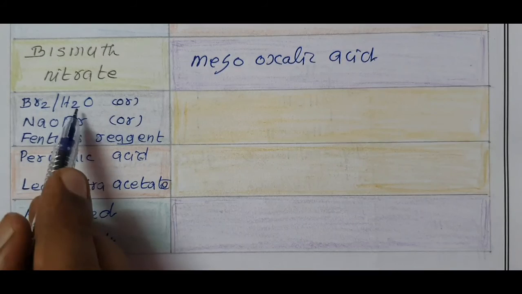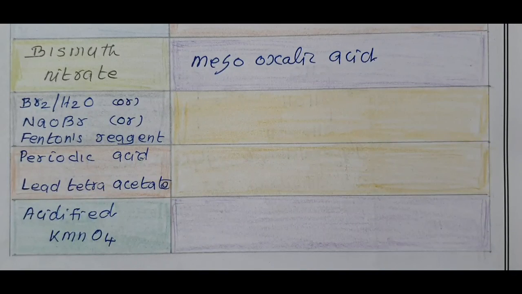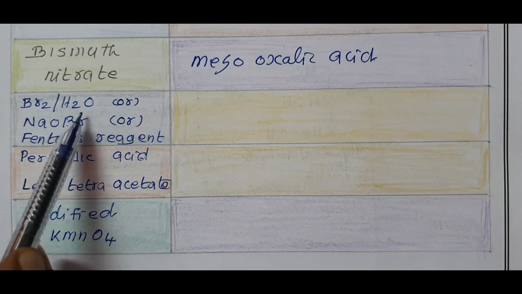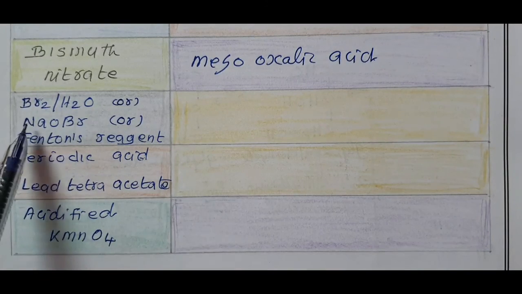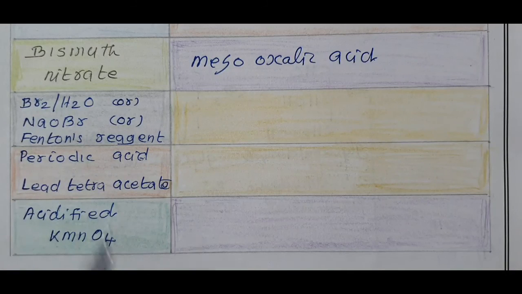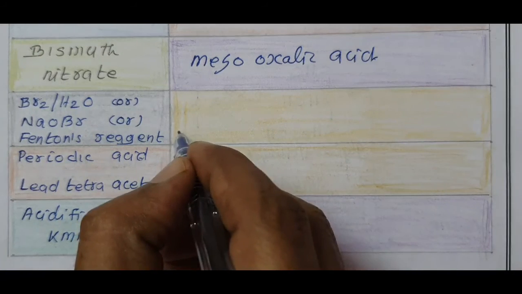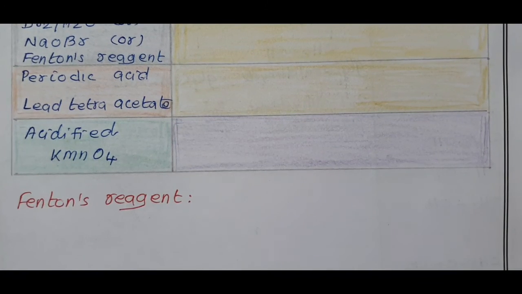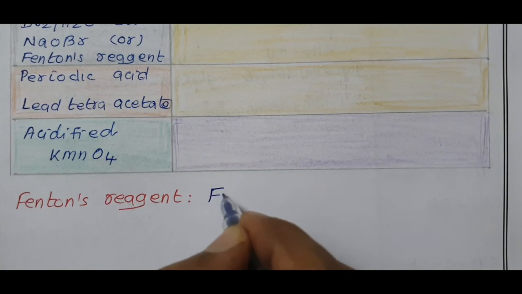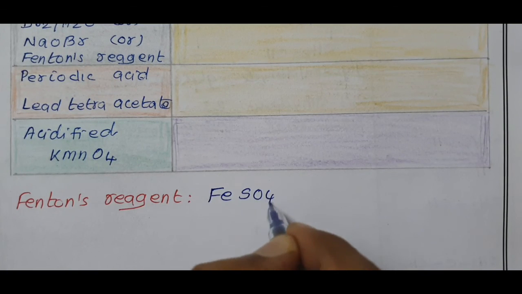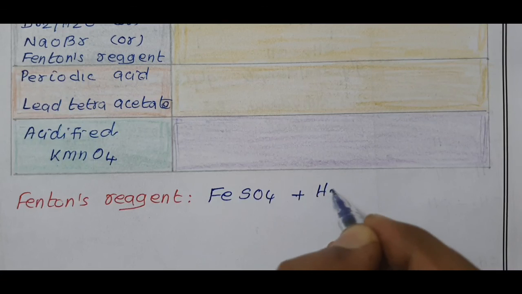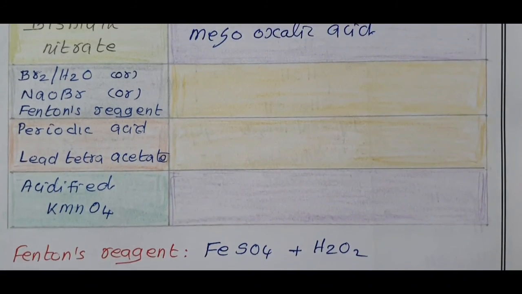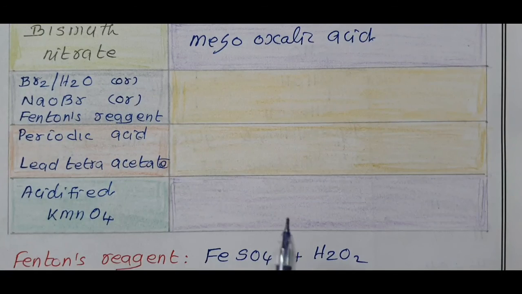A very important oxidizing agent for glycerol, which may be asked as a one word question, is bromine water, a very weak oxidizing agent. This bromine water is also used to oxidize glucose into gluconic acid. Sodium hypobromite, Fenton's reagent. What is Fenton's reagent? I write here. Fenton's reagent is a mixture of ferrous sulfate, FeSO4, where the ion is in 2 plus oxidation state, and hydrogen peroxide H2O2.